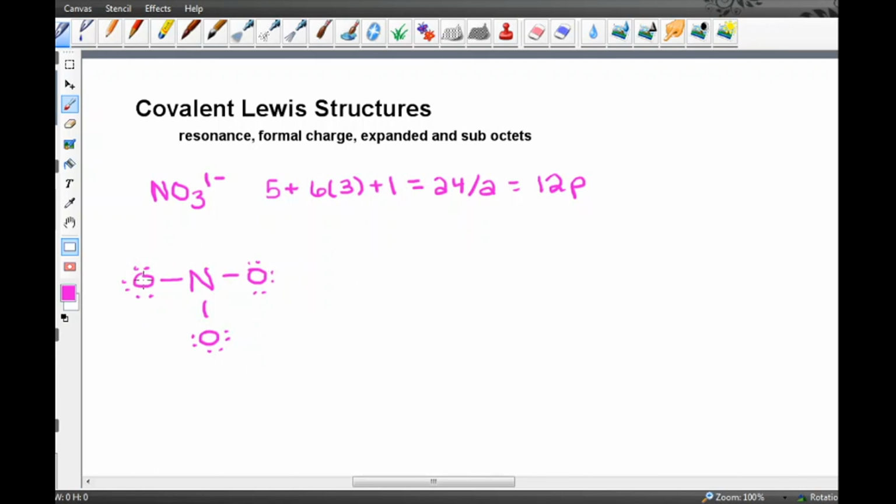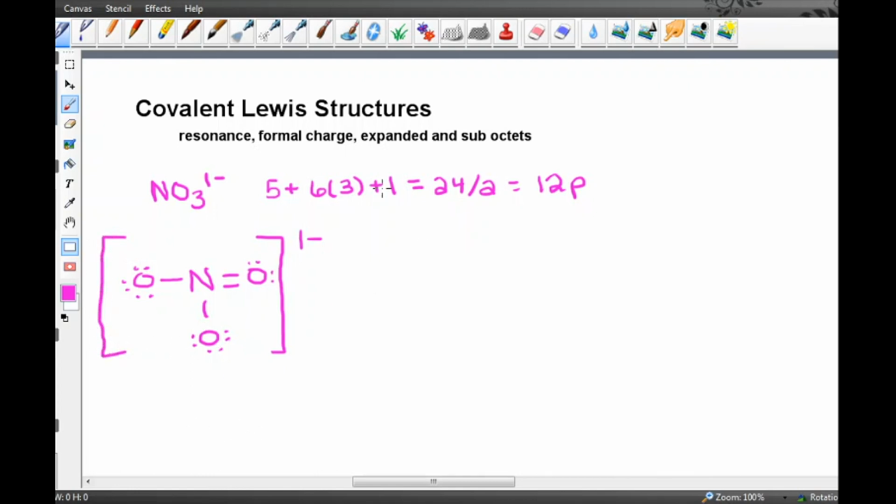So now I look to see if all of my octets have been satisfied, and they have not. Nitrogen does not yet have 8 valence electrons. So I'm just going to take away one of those lone pairs and change it to a bonded pair. And now nitrogen's octet is satisfied. Because this is a polyatomic ion, I'm going to put it in brackets with a charge on the outside.